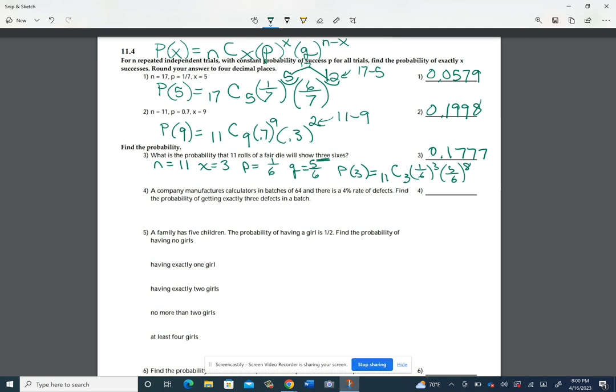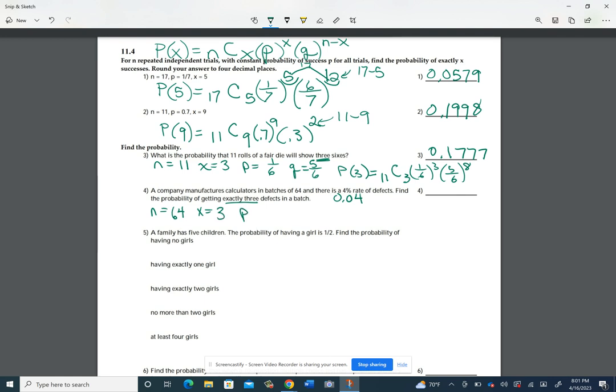All right, on 4, this one was also in context. We had a company manufacturing calculators. They came in batches of 64, and there's a 4% rate of defects. 4% is the same as 0.04 as a decimal. Find the probability of getting exactly 3 defects. So that means I can use the formula, right? N on this one would be the 64 that are in a batch. The X would be how many we want to have defects, and it was the probability of getting exactly 3, so 3 defects would be X.